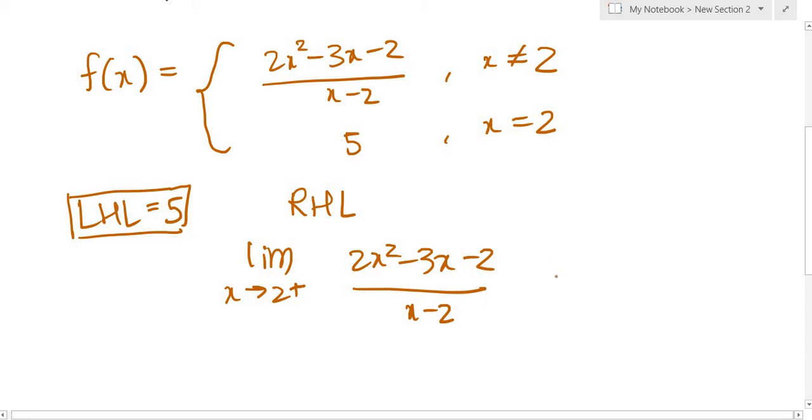So now, as I did with the LHL the second time, I would like to do a substitution. I'll let x equal 2 plus h, because we want x to be slightly greater than 2, and then again we let h approach 0.